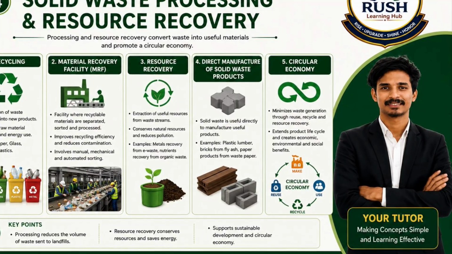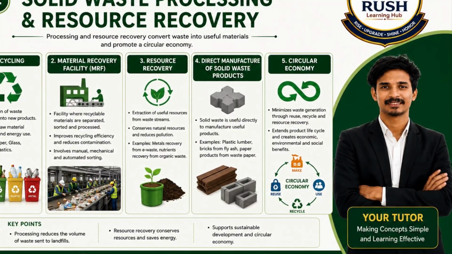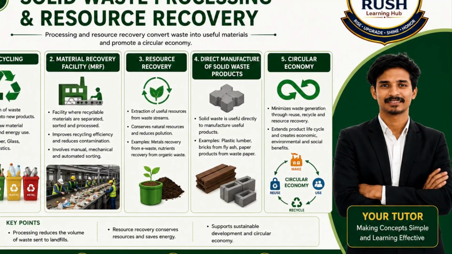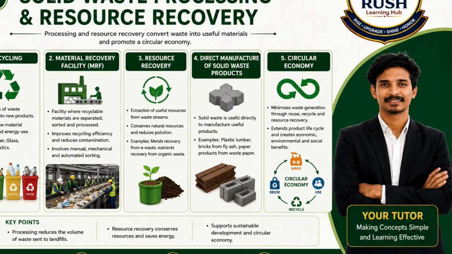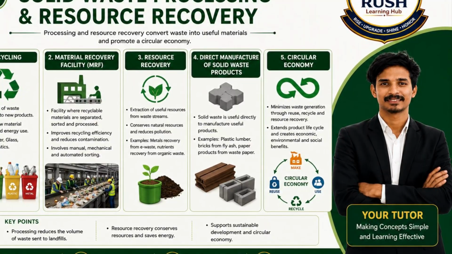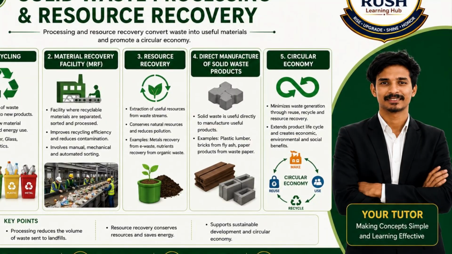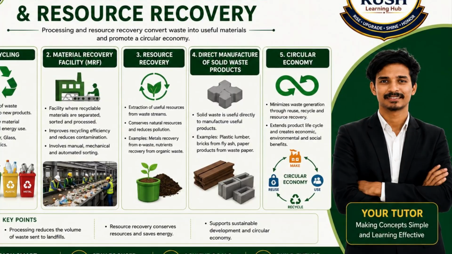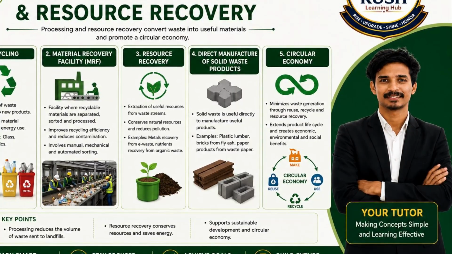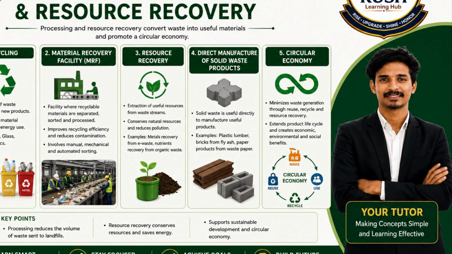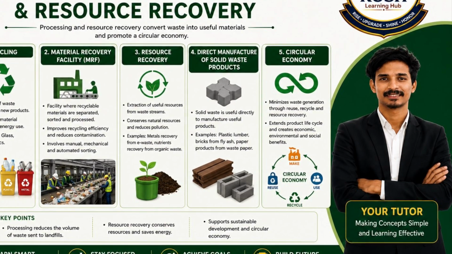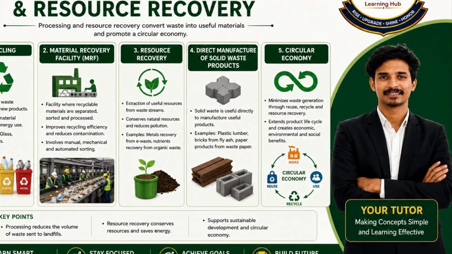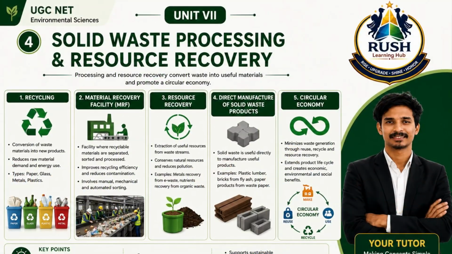Direct manufacture of solid waste products. Instead of recovering raw materials, some waste materials can be directly converted into useful products. Examples include plastic lumber made from waste plastics, paving blocks produced from industrial waste, fly ash bricks, compost prepared from biodegradable waste, and recycled construction materials used for road construction. These technologies reduce waste generation while creating valuable products from discarded materials. This approach supports the concept of a circular economy.